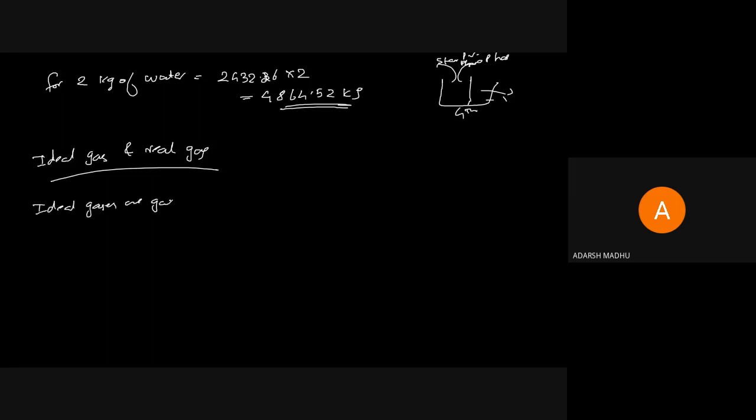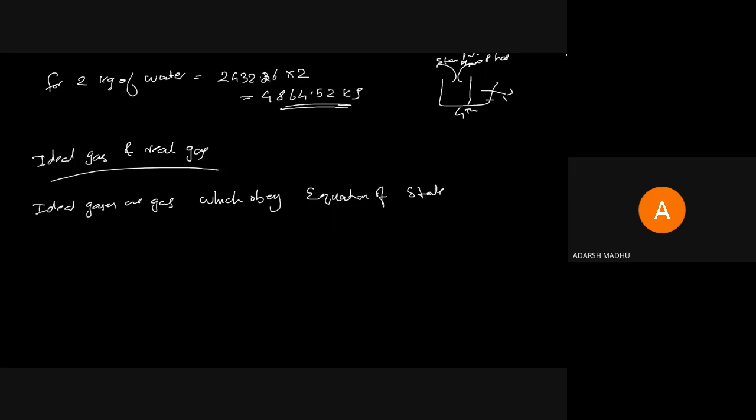Ideal gas is a particular gas which obeys the equation of state. That is PV equal to RT. If M is the mass, we can write PV equal to MRT. If n is the number of moles, we can write PV equal to nRT.